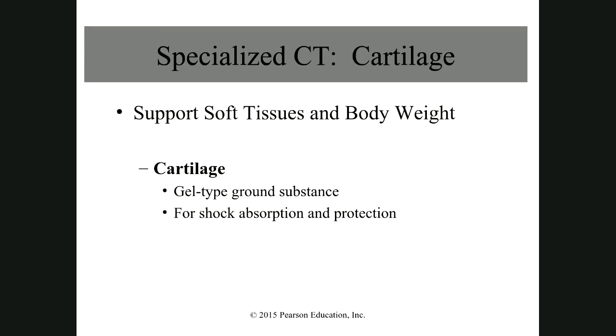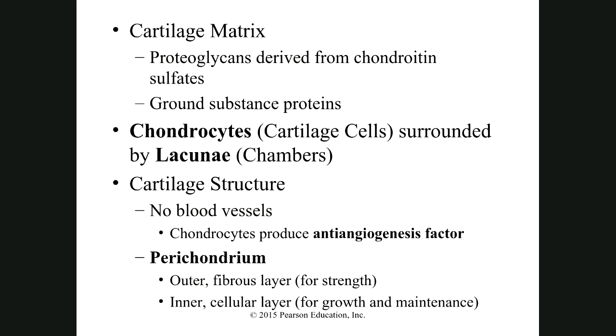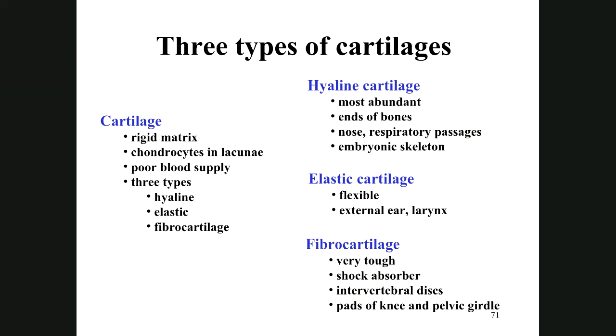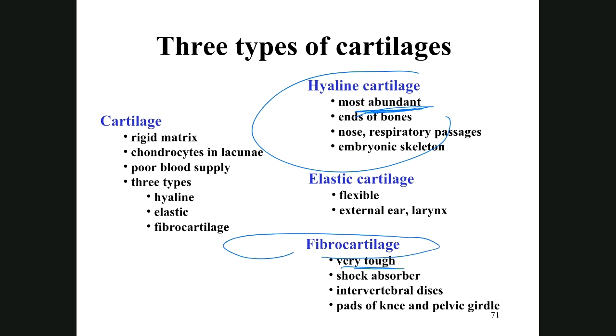Alrighty, the cartilage is composed of the chondrocyte, here, chondrocyte that stays in the lacunae. And there are three types of cartilage we see here. The most abundant is hyaline. The strongest, tough one is the fibrocartilage, and the one that gives flexibility is the elastic cartilage.